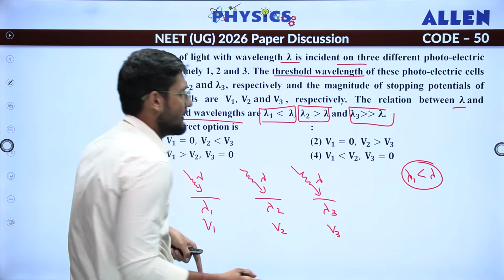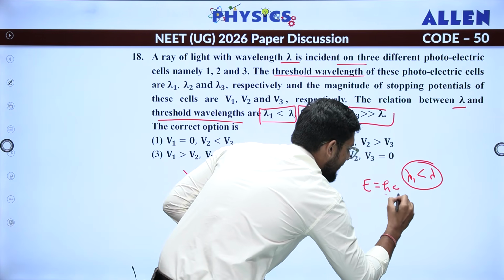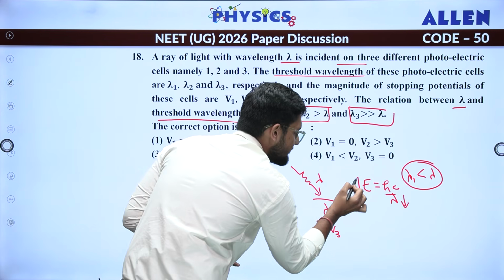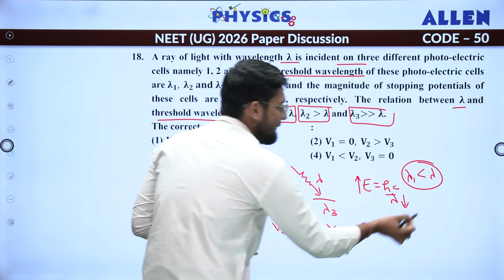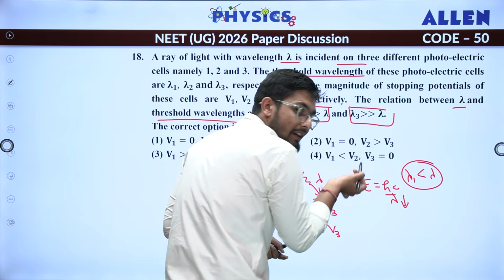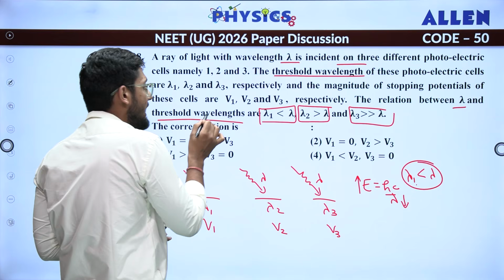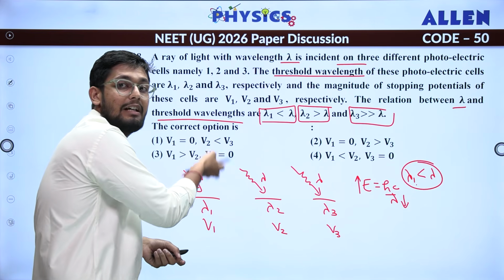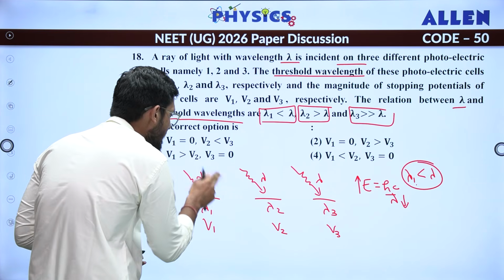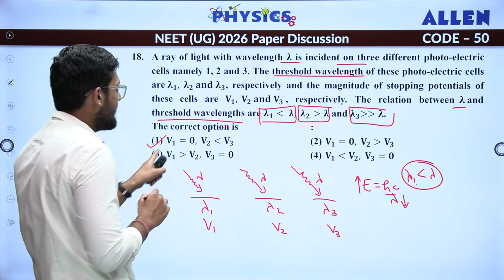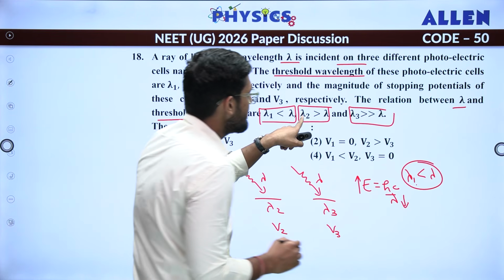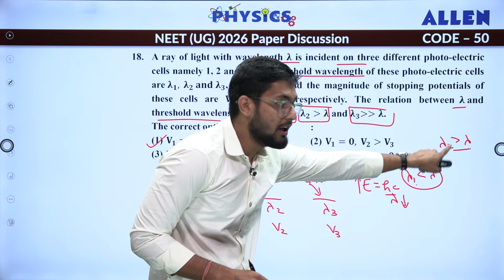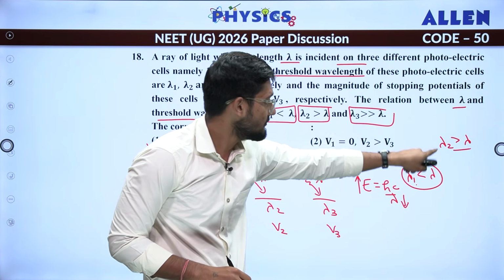So when this is less than, you know that E is equal to hc by lambda, right? The lower the wavelength, the higher the energy. So if wavelength is higher, energy will be less. So in this case, the energy of the photon will not be sufficient to knock out any electron from the first cell. So V1 is equal to 0. Similarly, when you compare this, lambda 2 is greater than lambda. In this case, lambda 2 is greater, so higher energy, right?